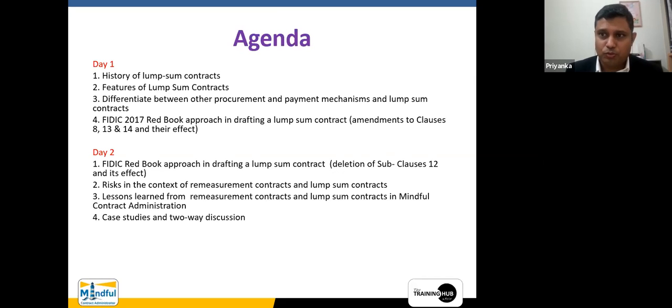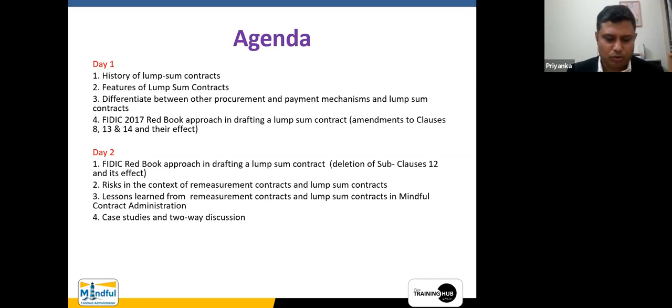And we are going to go into more serious stuff afterwards, that is to differentiate between other procurement and payment mechanisms and lump sum contracts. You might have wondered why I use the words procurement and payment mechanisms rather than contracts. Actually, even though we call this lump sum contracts, lump sum is a concept. Different standard forms of contract look at this in different ways. For example, the Joint Contracts Tribunal calls something a BOQ with firm quantities and BOQs with approximate quantities, so there is some concept going on. That is why, rather than using the word contracts, when comparing lump sum contracts with other forms of practice, I use the words procurement and payment mechanisms.